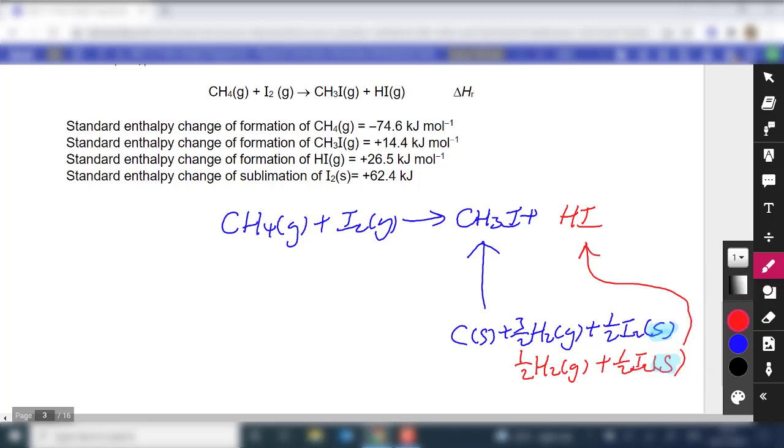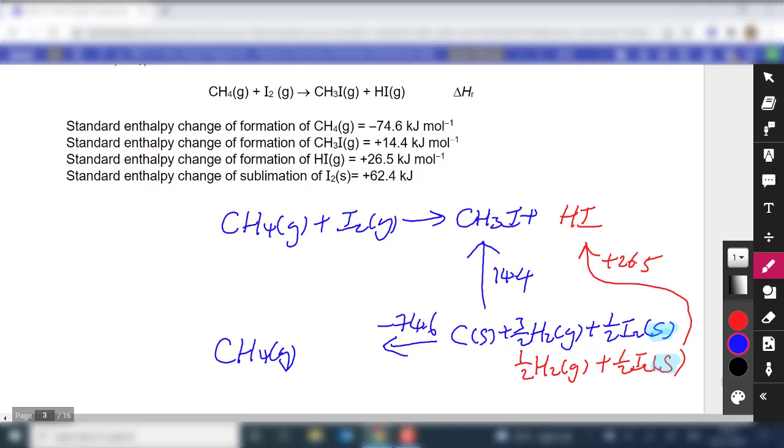Okay, so I'm just going to park the values in. So for HI, that will be 26.5 kilojoules per mole. For CH3I, it will be 14.4 kilojoules per mole. Okay, both are endothermic. Then from here, you will recognize that if I'm going from right to left, I will be able to define the enthalpy change of formation of CH4, because I have the constituent element which is carbon solid, and then I have the constituent element of hydrogen in its standard state, which is dihydrogen gas. And this value will be negative 74.6 kilojoules per mole.